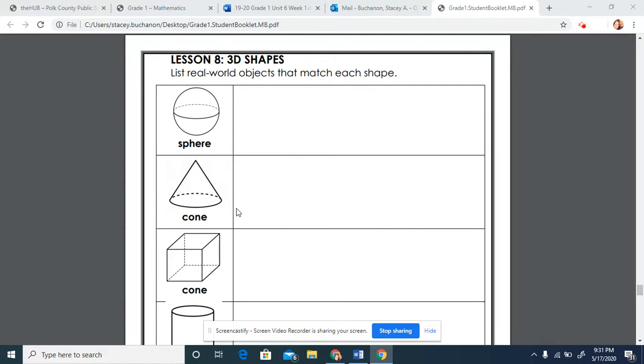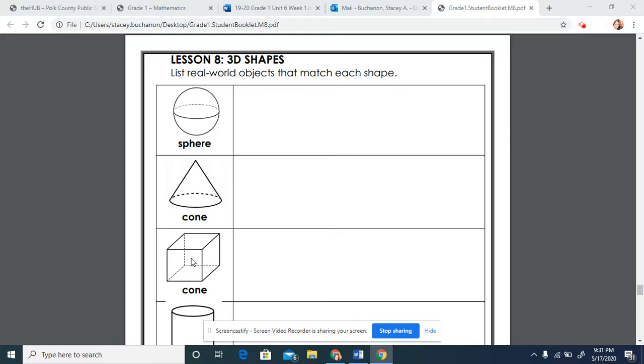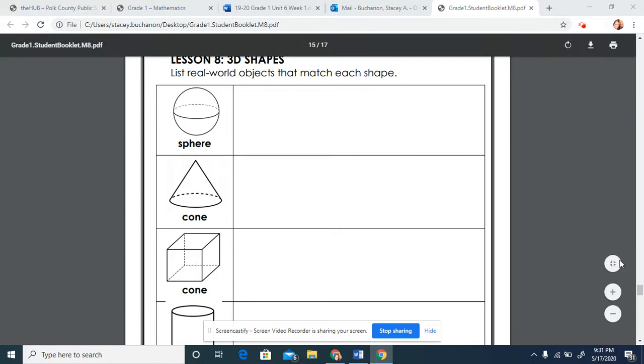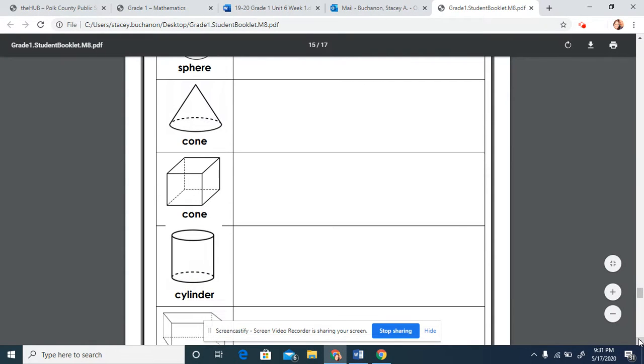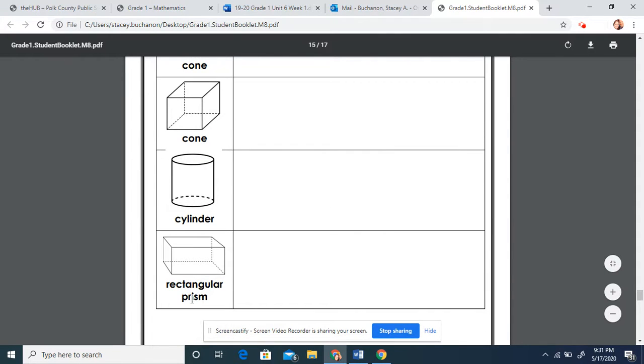So this one is called 3D shapes. And we learned these shapes in kindergarten. Sphere, which is like a ball that you would throw. Cone, like an ice cream cone or a cone hat. A cube. I don't know why that says cone. They made a mistake. That's supposed to say cube. Cylinder. And then we're adding one at the bottom, which is called rectangular prism. It's like a tissue box shape.